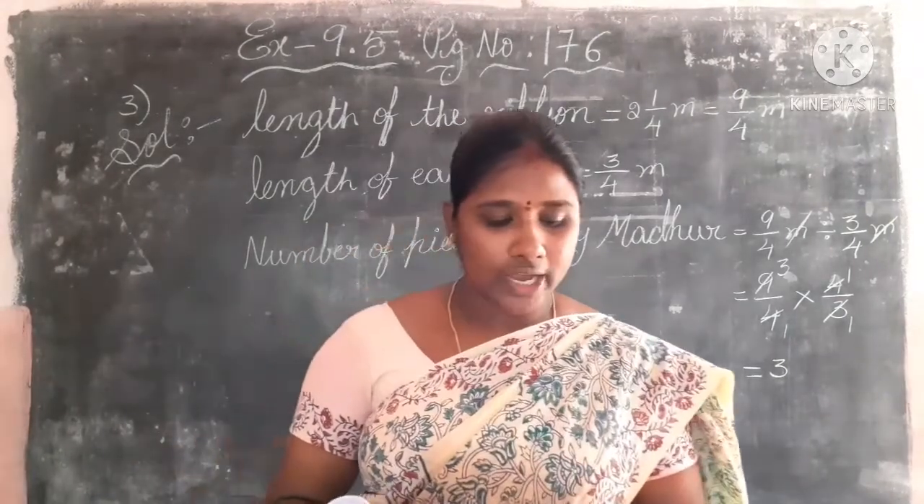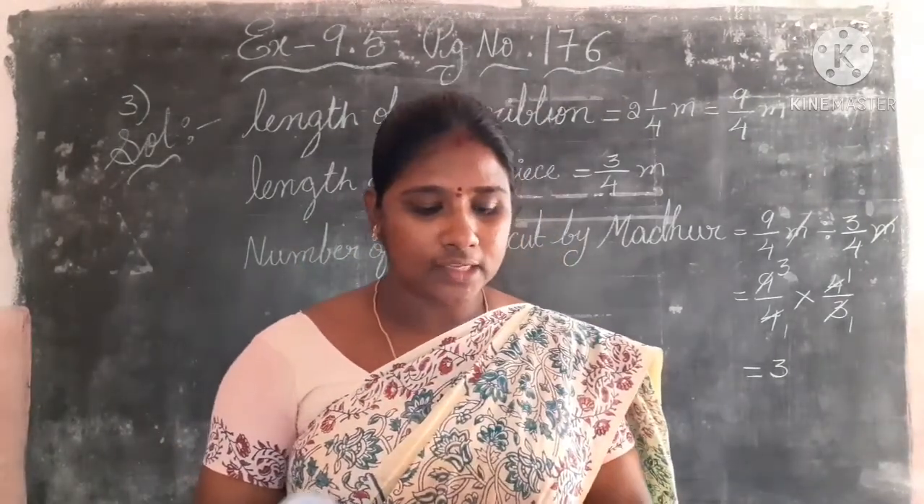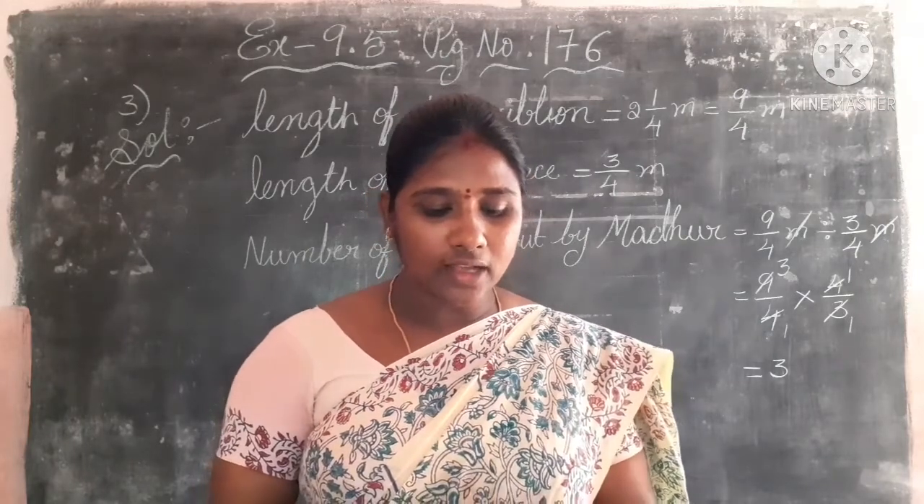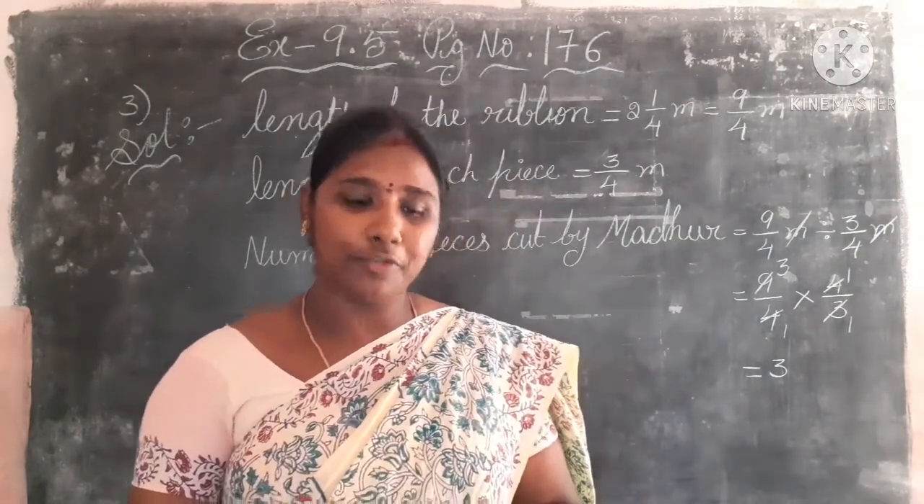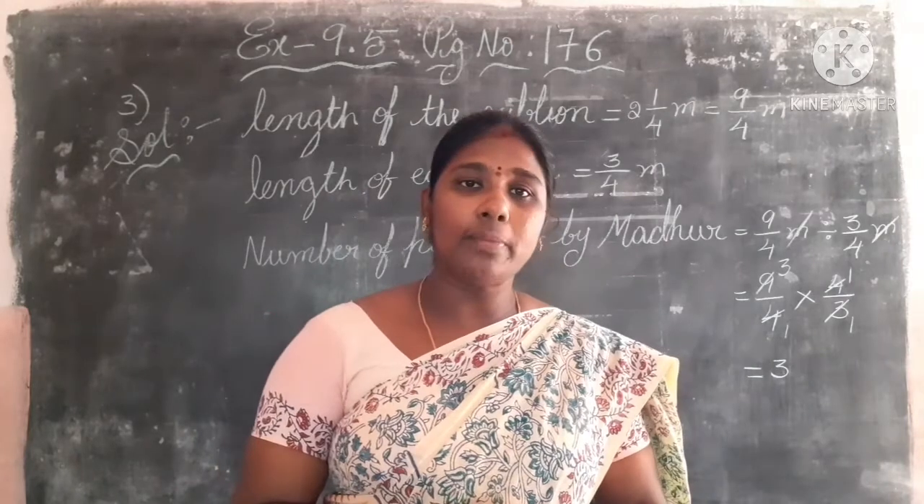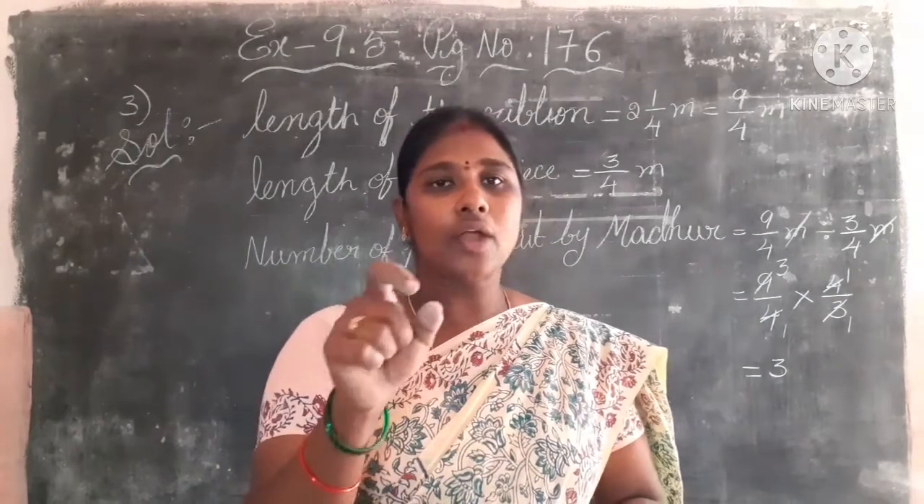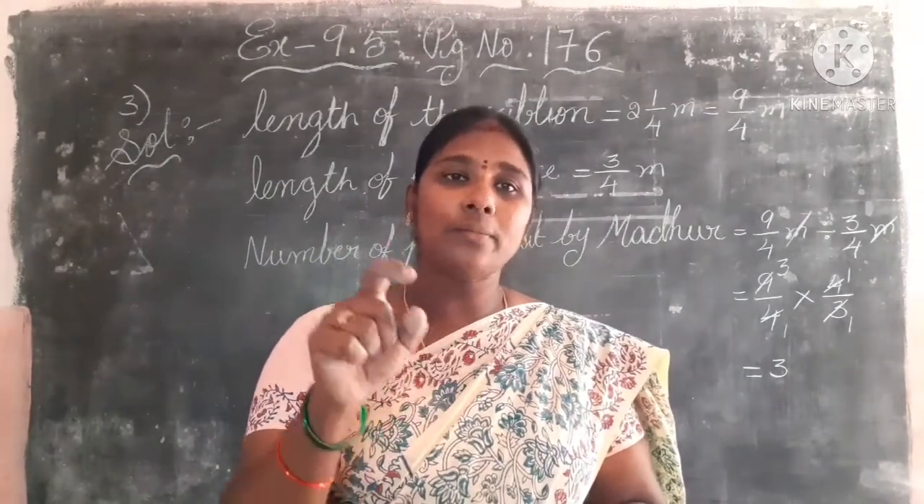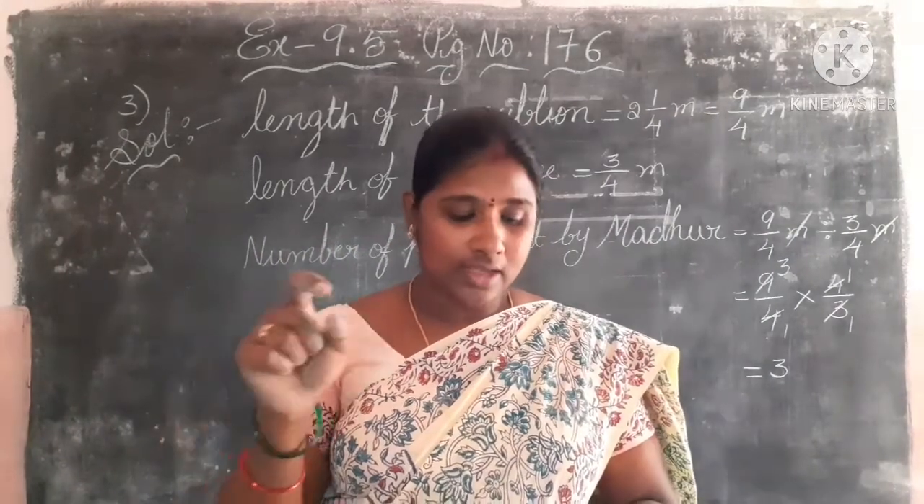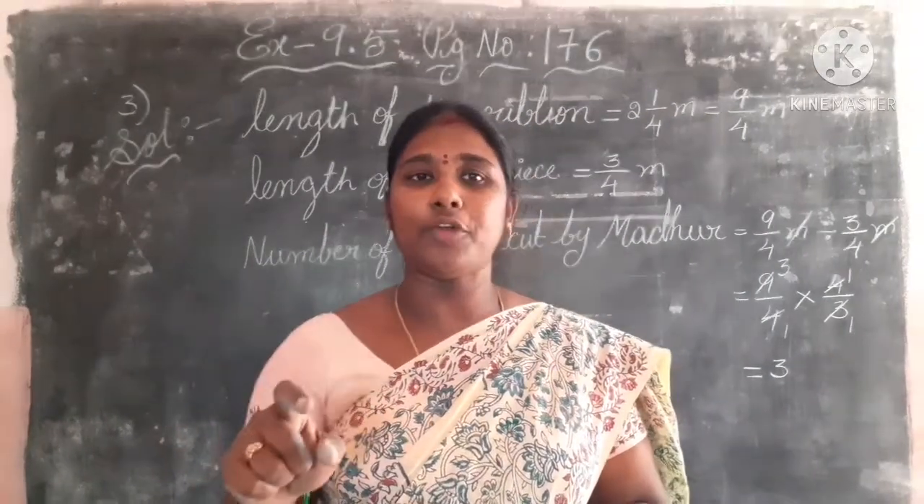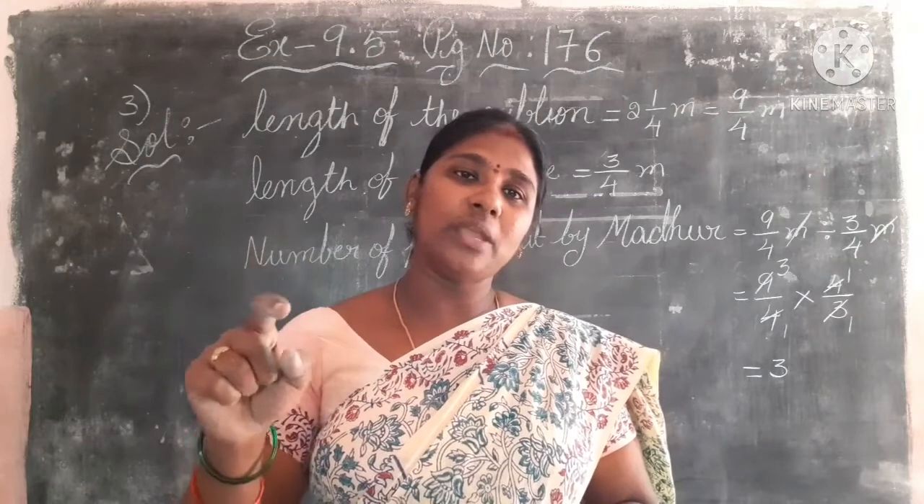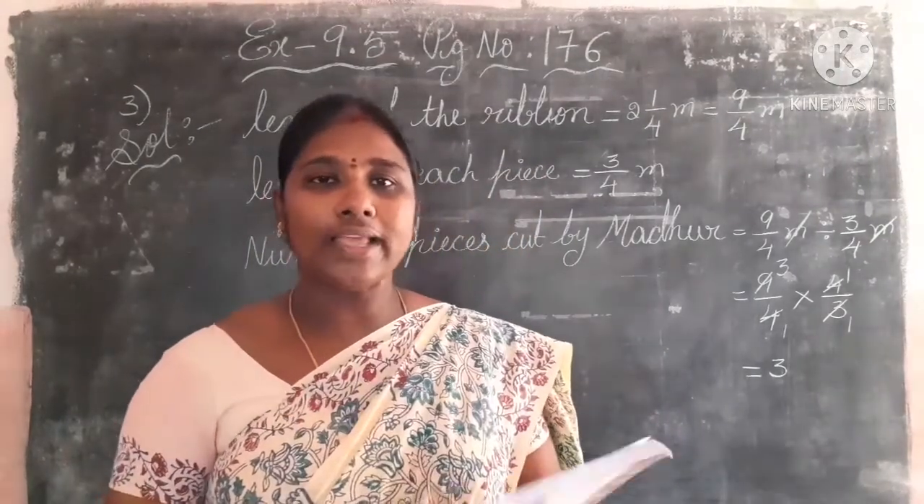Next, fourth question. If 1 meter of rope costs rupees 14, find the cost of 4 3/7 meters of rope. So this question will be like the first question. Here also you have to write the steps. Cost of 1 meter rope: rupees 14. Cost of 4 3/7 meters of rope is equal to rupees 4 3/7 into 14. Do it and you will get the answer.